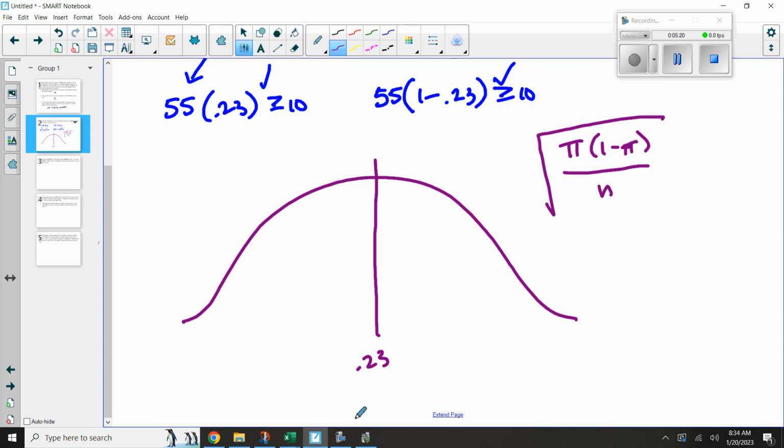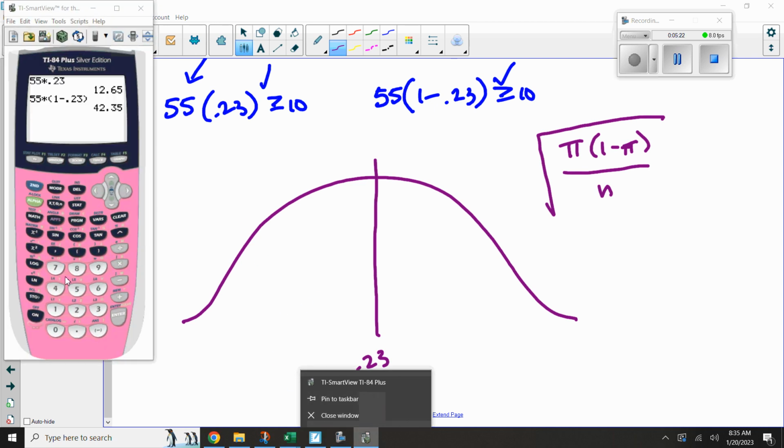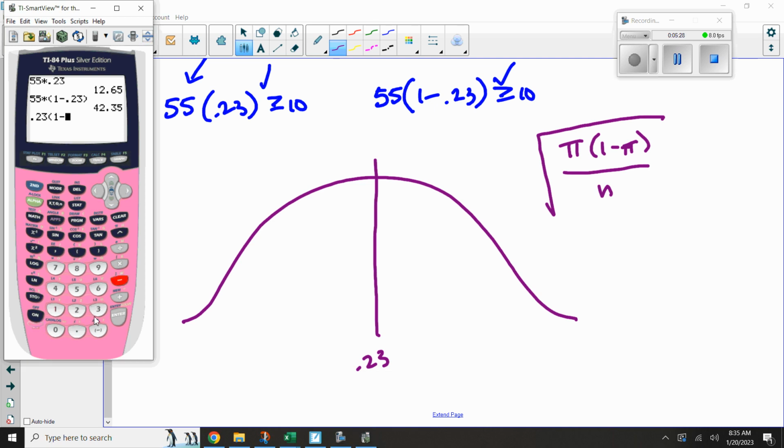So I'm going to get my calculator, and I'm going to go pi, which is 0.23, times 1 minus 0.23, close my parentheses and hit enter. Now I'm going to divide that by 55, which is my sample size. And then I'm going to take the square root of that. I take the square root by making the exponent 0.5, so I'm taking it to the 1/2 power. And I find out my standard deviation is, well, let's call it 0.057.